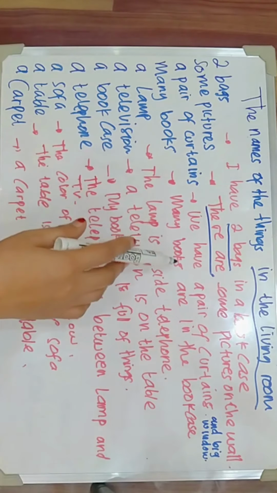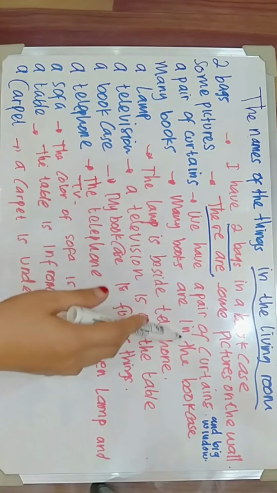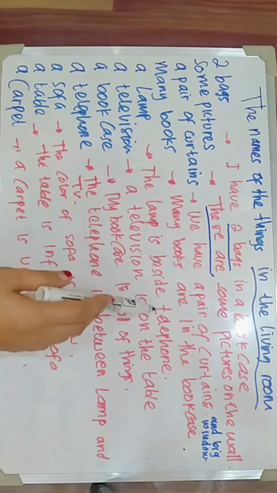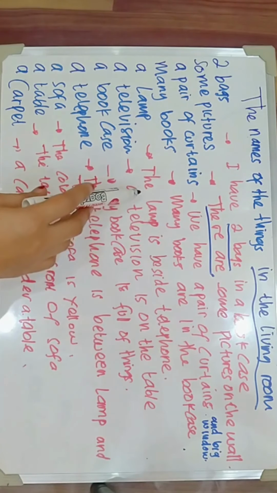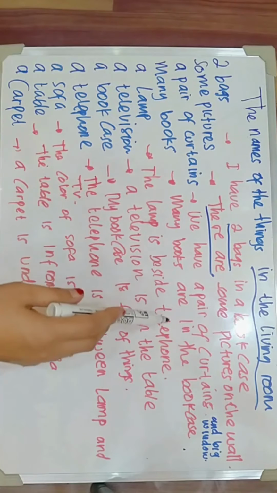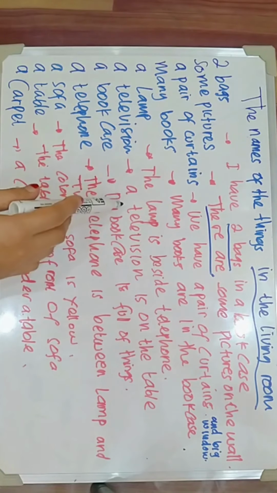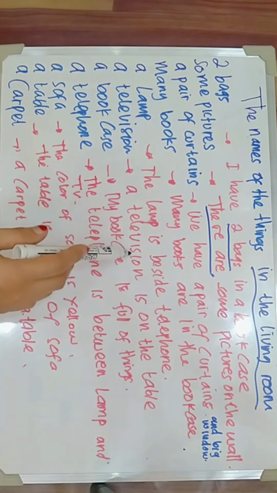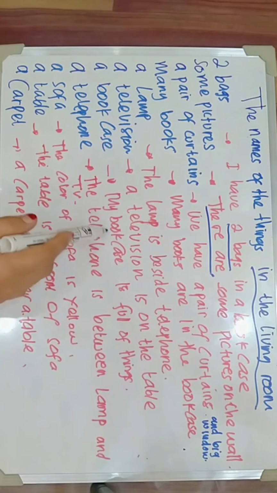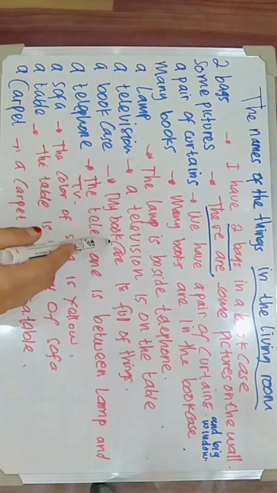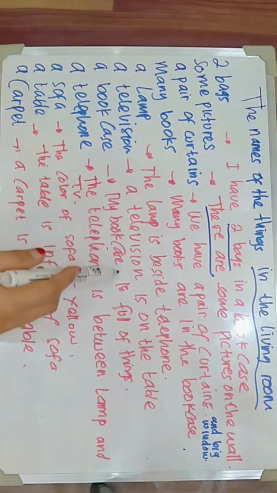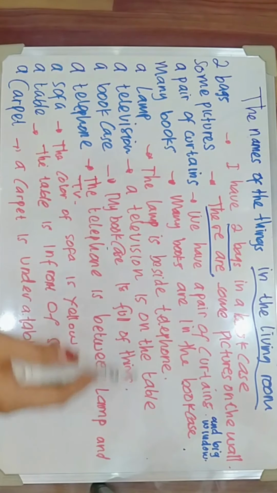Many books are in the bookcase. The lamp is beside the telephone. A television is on the table. My bookcase is full of things.